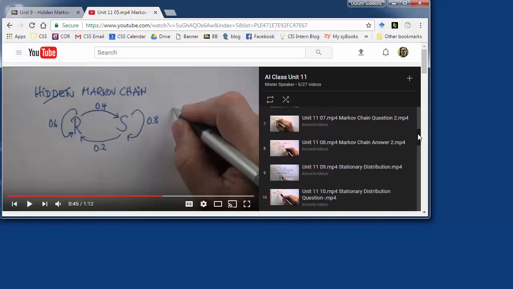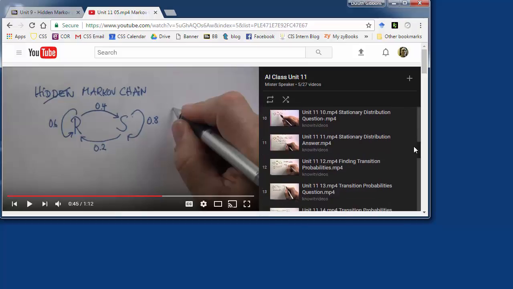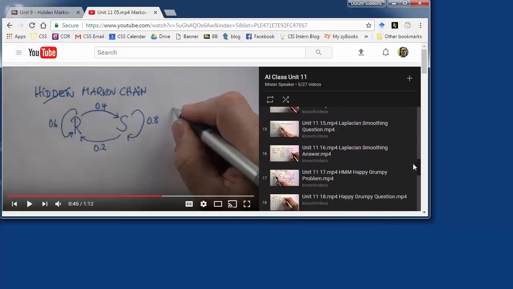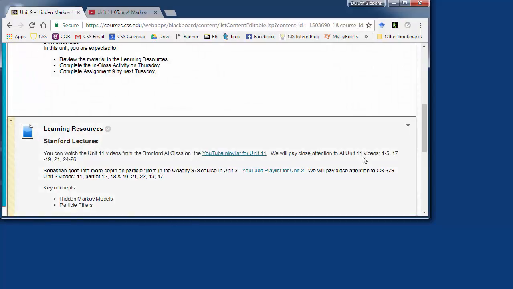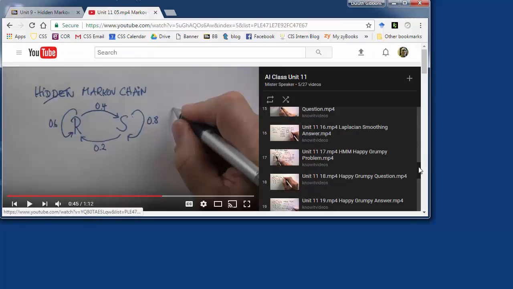So we're going to skip over a number of these until we get down to his section where he introduces the hidden Markov models and the happy grumpy problem. And so again, that's down here 17 through 19. We want you to jump down after 5, jump down to the 17 and 19. And here I'm going to introduce this.